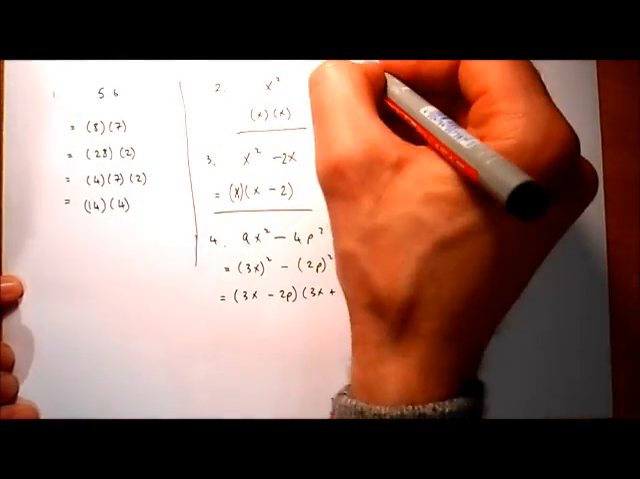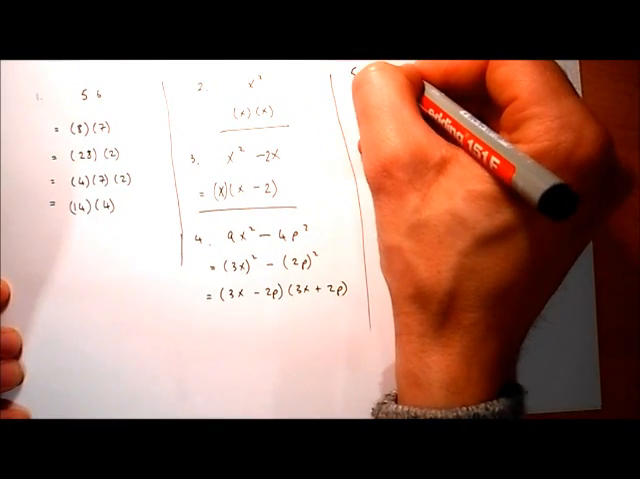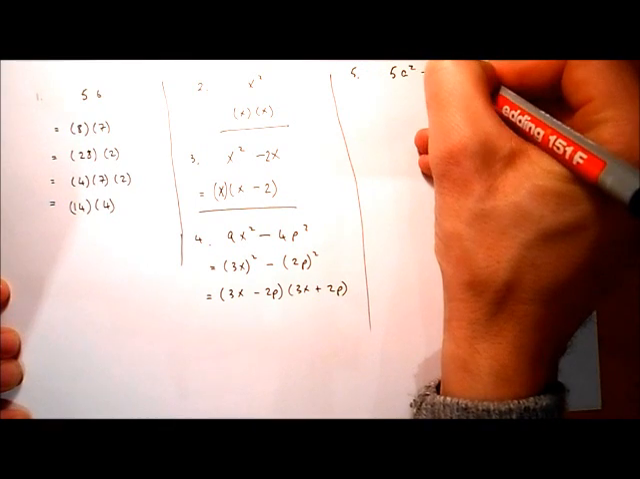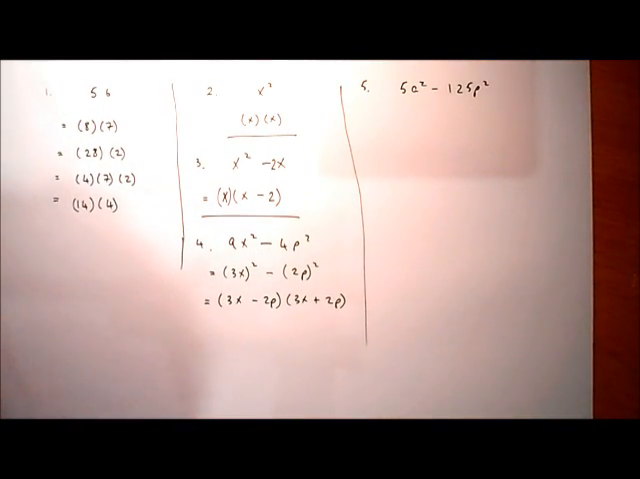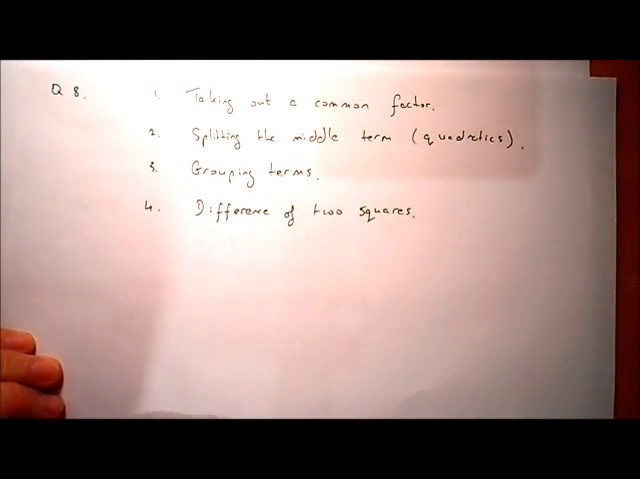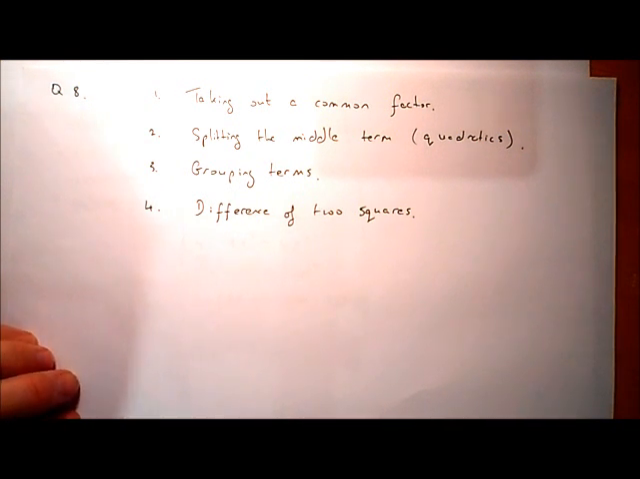Okay, so 4, let's see. What's 5? The fifth one, we've got 5a squared minus 125p squared. So let's have a look at what we have. We're either going to take out a common factor, split the middle term if it's for quadratics, group terms, or it'll be the difference of 2 squares.